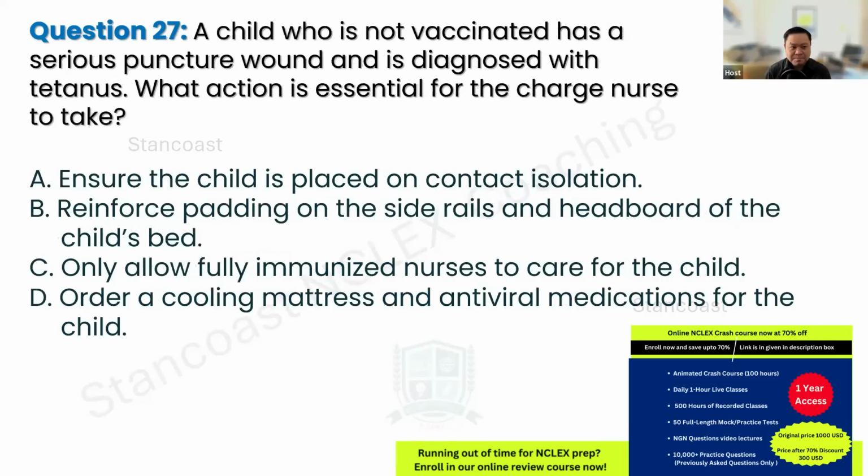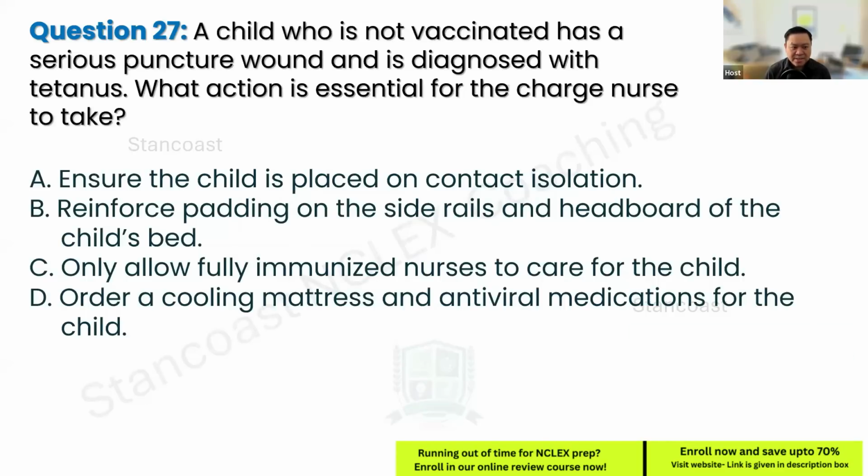Number 27. A child who is not vaccinated has a serious puncture wound and is diagnosed with tetanus. What action is essential for the charge nurse to take? A. Ensure the child is placed on contact isolation. B. Reinforce padding on the side rails and headboard of the child's bed. C. Only allow fully immunized nurses to take care of the child. D. Order a cooling mattress and antiviral medications for the child.